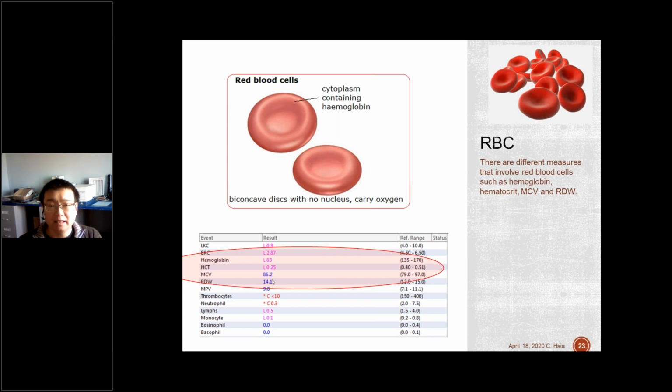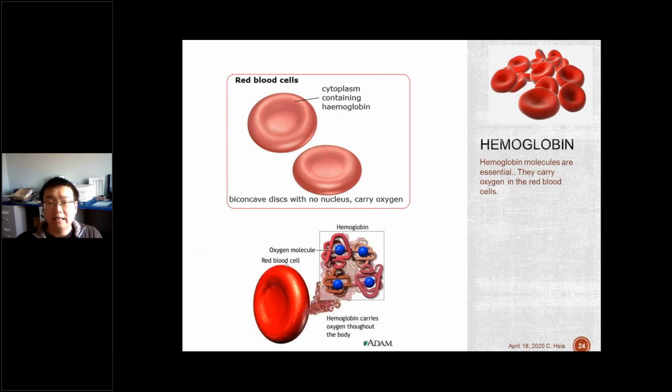All right. So hemoglobin is so important because they are the primary oxygen carrying ability of blood. We can't carry oxygen in any other good way in the body.